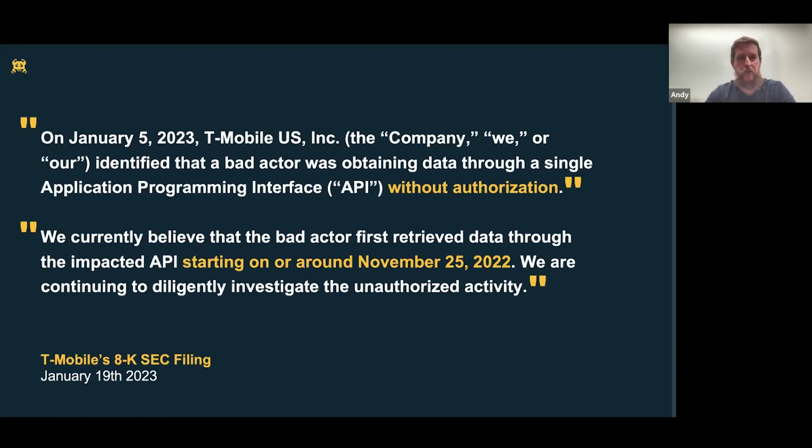In this case, we're not really sure whether it's authorization or authentication. The reason I make that distinction is because if it's an authentication weakness, potentially anybody on the internet could access this data. If it's an authorization weakness, there's the potential that it's only active customers, or somebody who has some kind of account, that could access this information. Another noticeable thing is that the filing happened on January 19th, but the attack on the impacted API started on November 25th. So there's a pretty big window there where this exploit was happening.